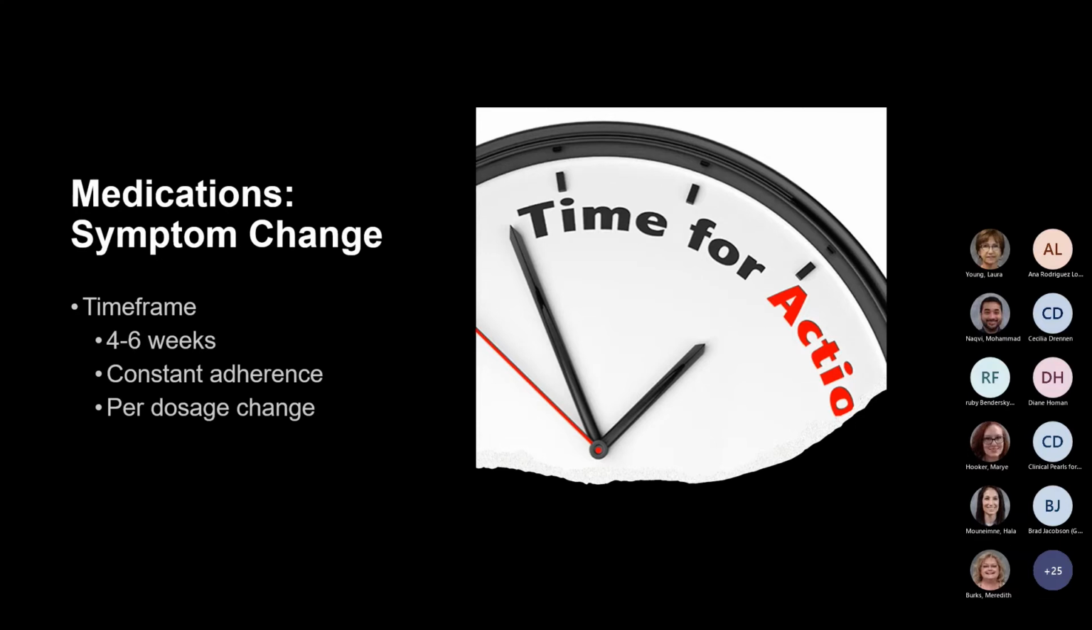So if we're taking sertraline 25 milligrams for 4 to 6 weeks, we see a little bit of improvement in mood, but not a whole lot. We're going to go to 50 milligrams. Now at the 50 milligram dose, we have to give it that 4 to 6 weeks again to make sure that we give it the time frame that it needs to reach steady state in the body and become effective.